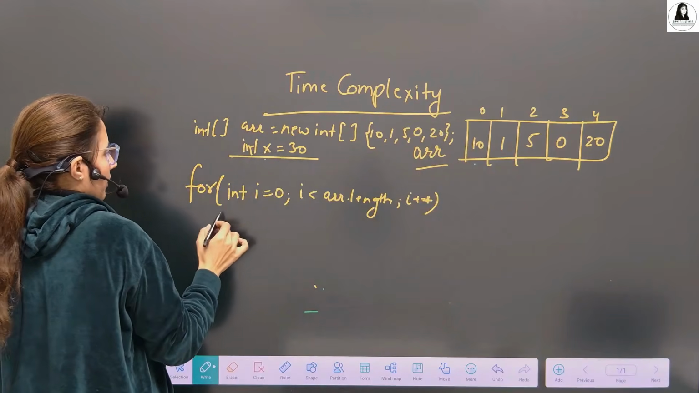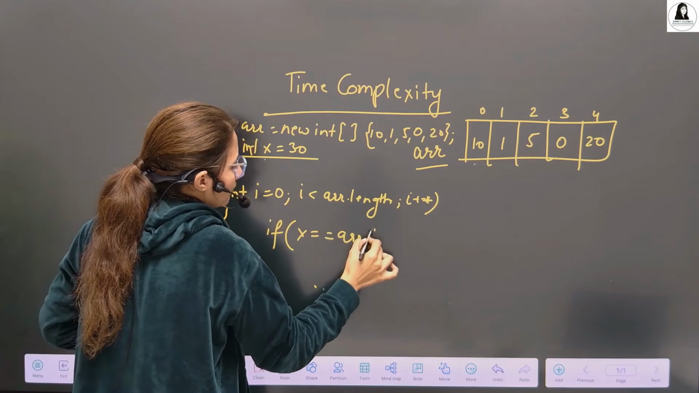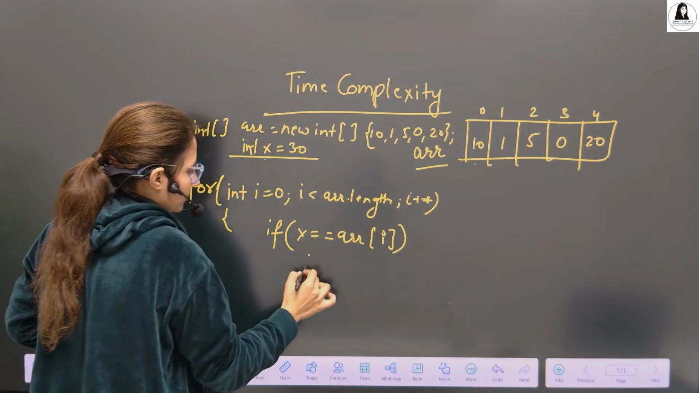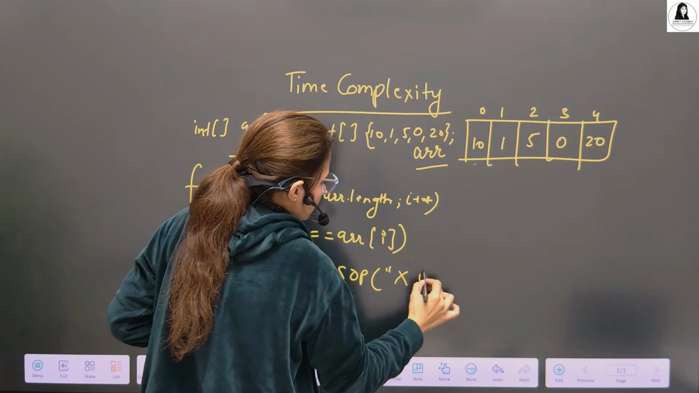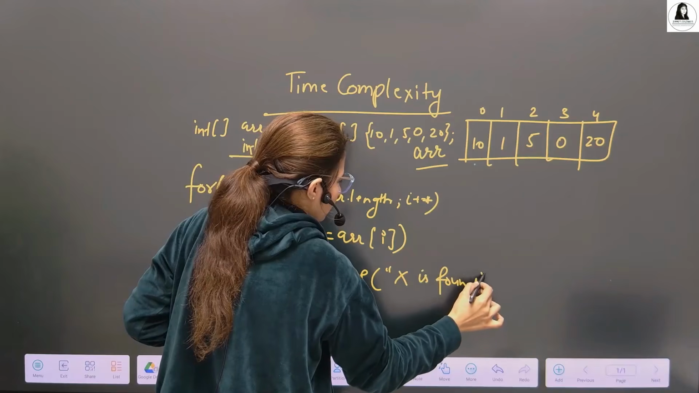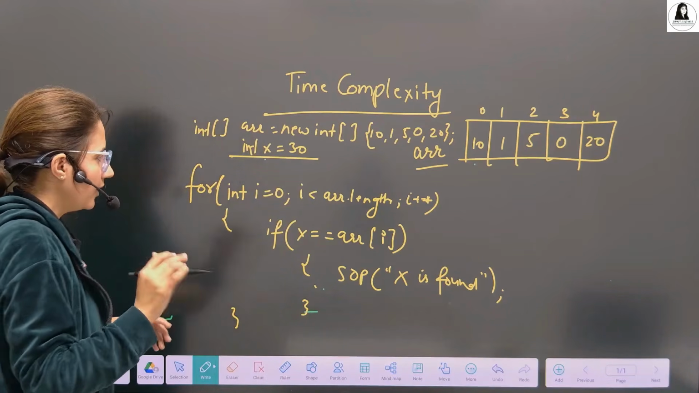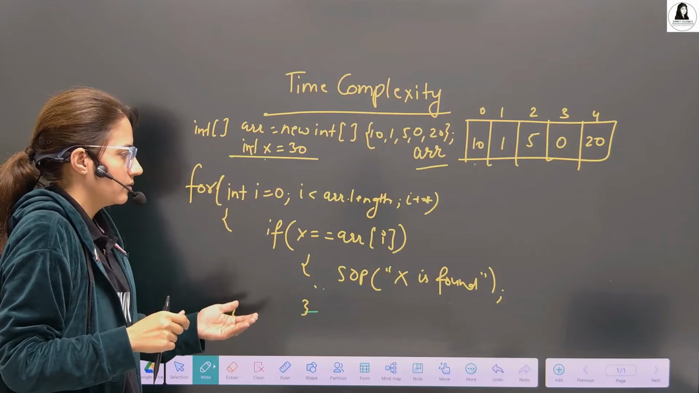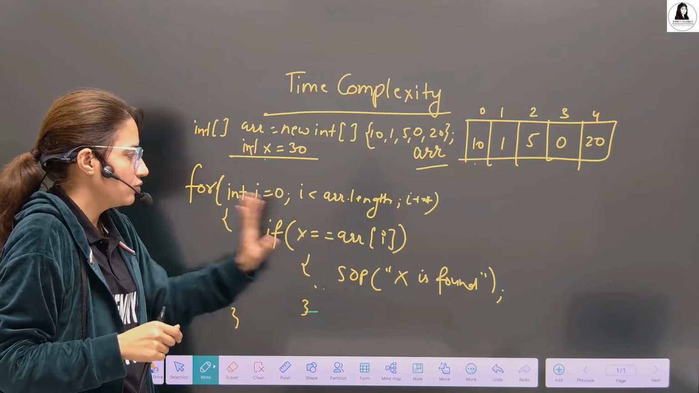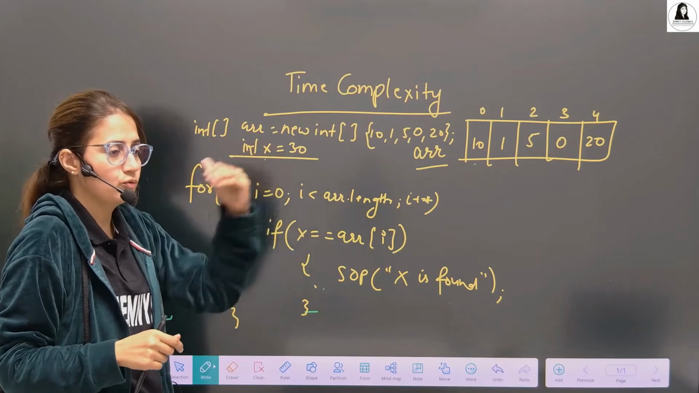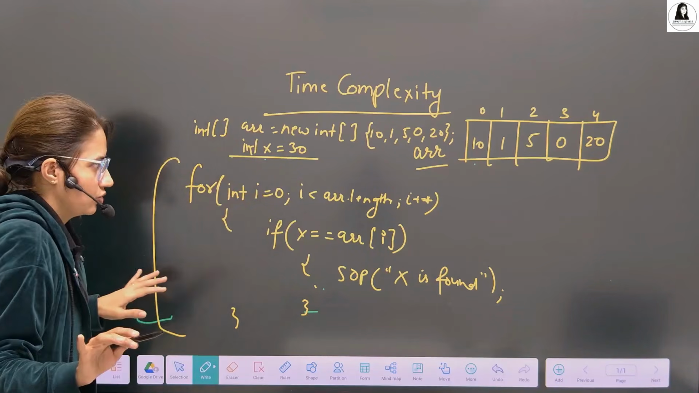So this is the array. Now here we check if x is equal to arr[i], then we simply print here x is found, something like this. Simple, right? So this kind of loop is there. Although whenever x is found, you can break it also. It's not that efficient code. You can write break here. As soon as you find x, break the loop. You don't have to search next. So this is simple code for linear search.